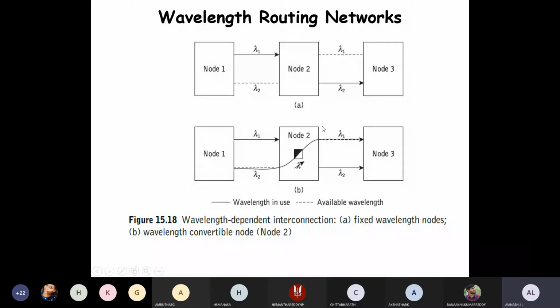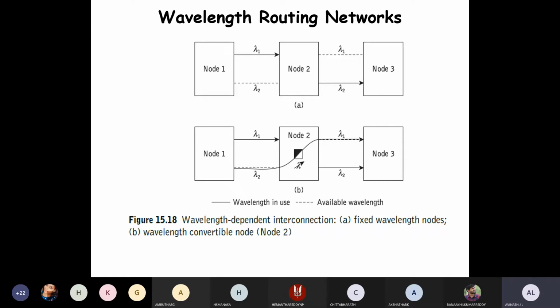So this is the figure. This diagram indicates how the wavelength dependent interconnection is going to happen. There are 3 nodes in this diagram: node 1, node 2, node 3. From node 1, lambda 1 and lambda 2 are the 2 wavelengths which are coming.